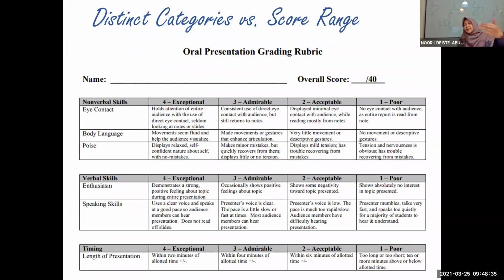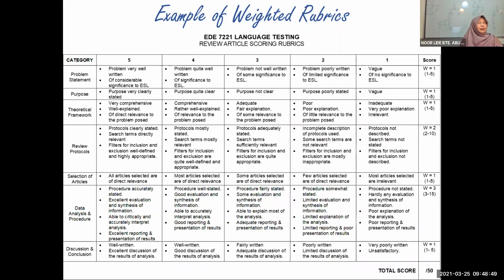If you look at this, eye contact, body language, poise, enthusiasm, speaking skills, all these elements cannot be missing. You cannot have 0. But if you look at something like this, let's say you have problem statement, purpose, it's possible that the student did not write the purpose in the review article. So you can start with 0 if you want. Let's say, for example, the student did not report the review protocols, how the review was conducted. So you can start with a 0 to say that it is not stated.